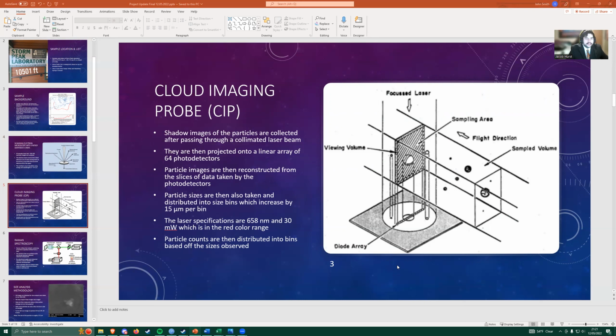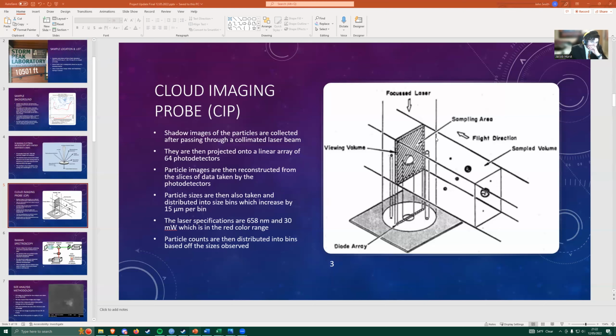Anything below 30 gets thrown into the minus 30 bin, and just increments of 15, basically. So a little bit of specifications on what we're using here for the CIP is our laser, which is 658 nanometers and 30 milliwatts. If we look at a color for this, it'll just be in the red color range. Then our particle counts are distributed into bins, which I already mentioned, based off of the sizes observed.